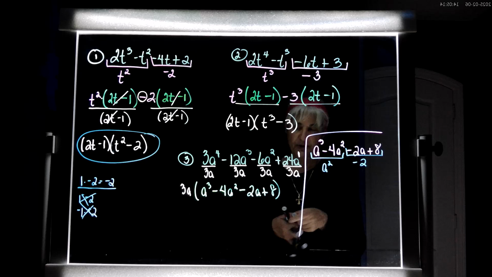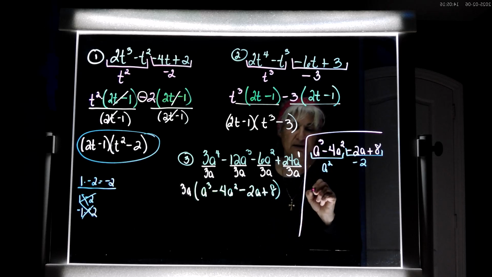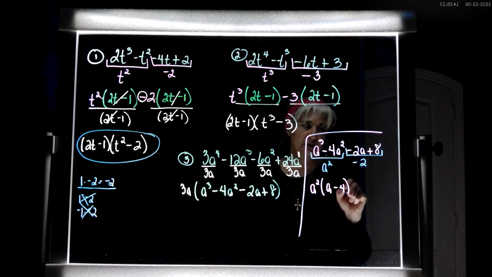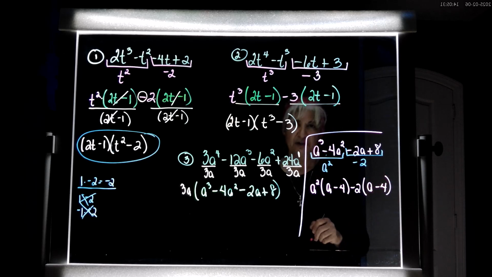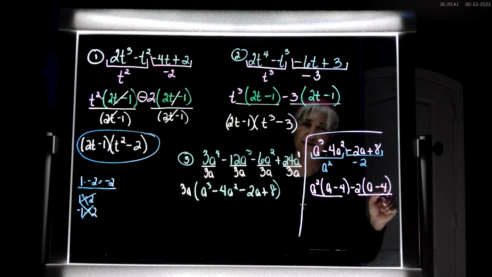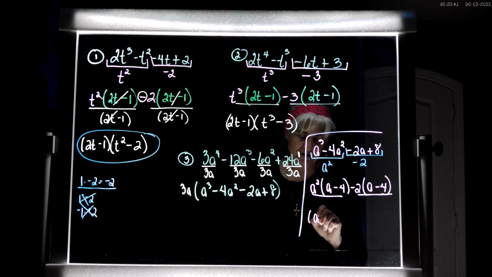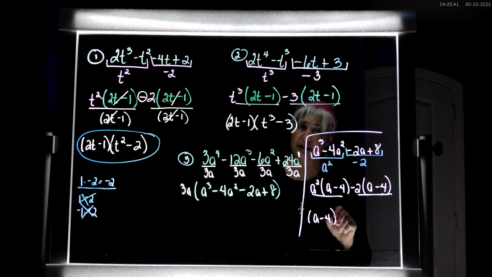So, tell me what remains. Took out an a squared. You have a minus 4. Good. Second pair, you took out a negative 2. That's a positive a, and that's a negative 4. Okay. You have 2 terms, don't you? What can you take out of them? That's right, the parenthesis of a minus 4. What remains? A squared minus 2.